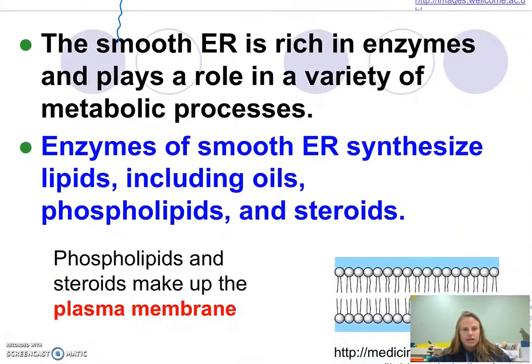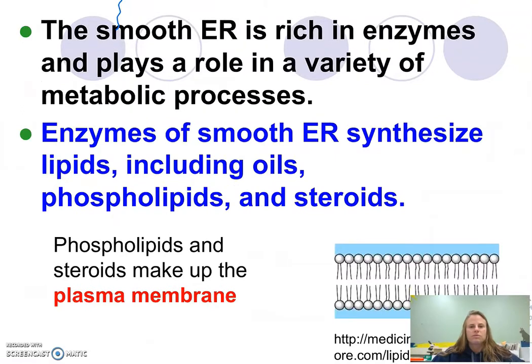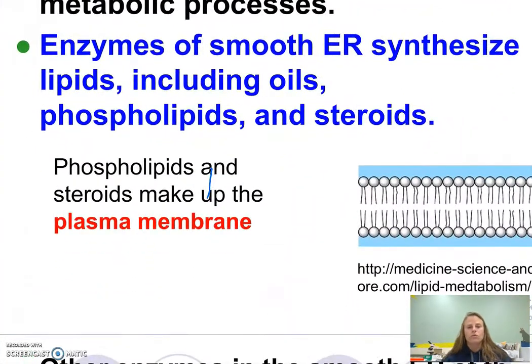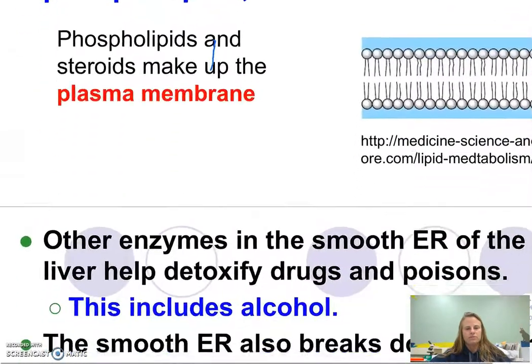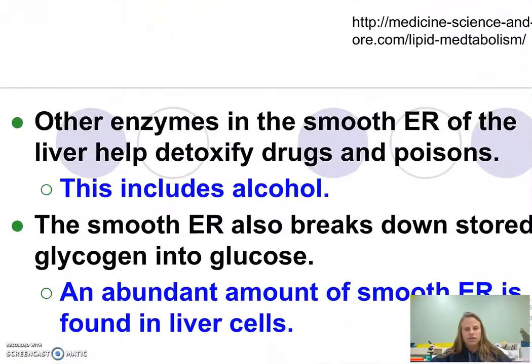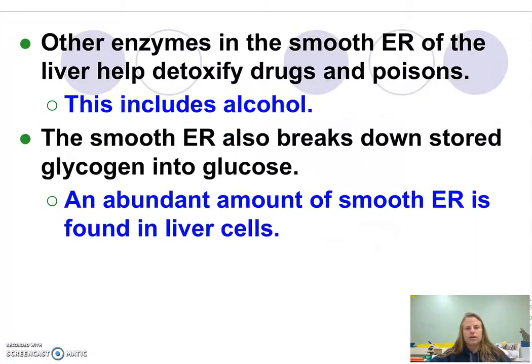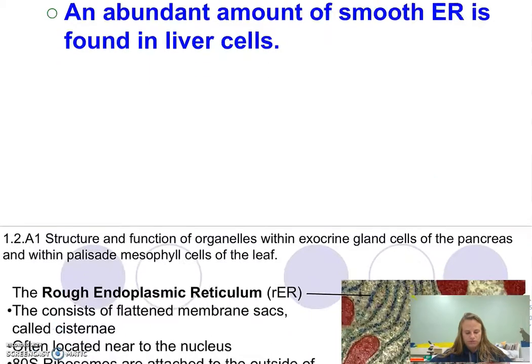Enzymes within the smooth ER are also responsible for synthesizing lipids, which include oils, phospholipids, and steroids. And one of the steroids is cholesterol, and that's going to play a role in our phospholipid bilayer. So essentially, the smooth ER helps make plasma membranes. Other functions of the smooth ER include detoxifying drugs and poisons, such as the smooth ER of the liver, as well as breaking down stored glycogen into glucose.